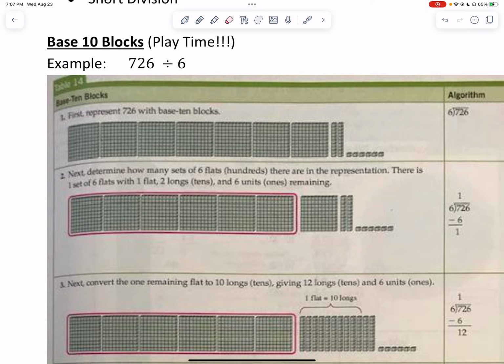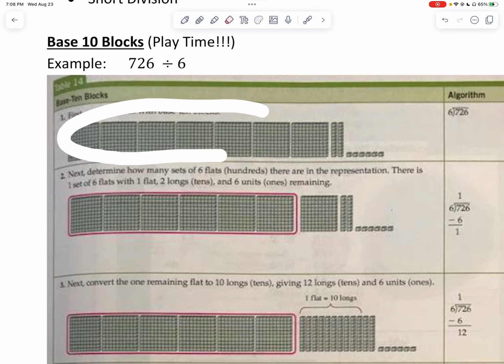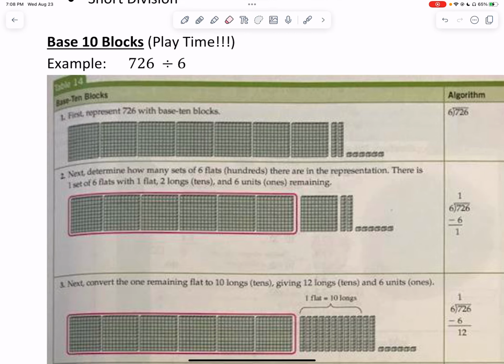So we're going to start. The key is we need to start. Don't start with these guys, your little cubes. You're going to start with these big old blocks. So I'm trying to figure out how many 6s. Do I have 6 of these guys? So I do. So I'm going to take 6 of these.